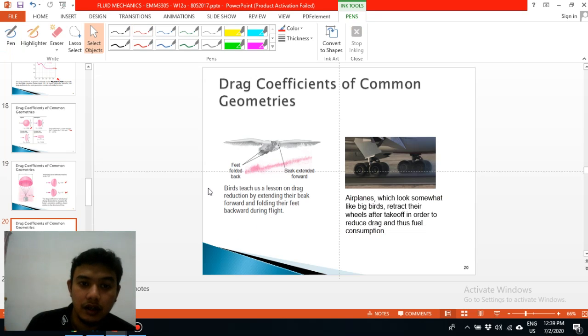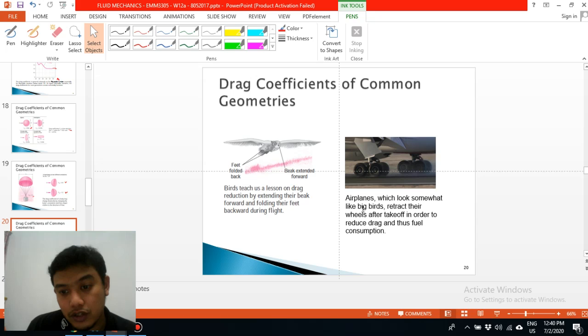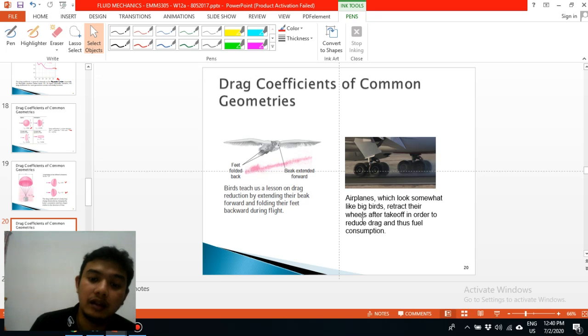Okay, this is an example of a bird with feet folded back and beak extended. The bird teaches us a lesson on drag reduction by extending its beak forward and folding its feet backward during flight. So this is one of the phenomena that teach us how to reduce drag. So for an airplane, which looks something like a bird, they retract their wheels after takeoff in order to reduce drag and to reduce fuel consumption.